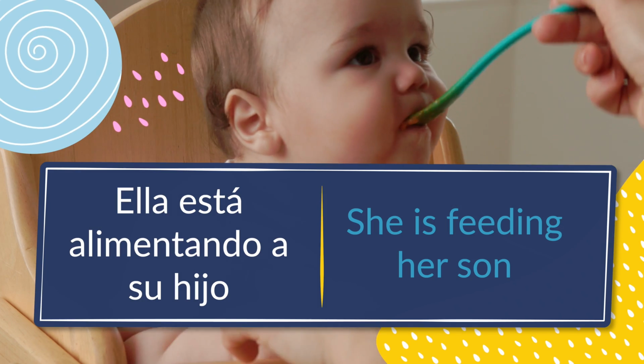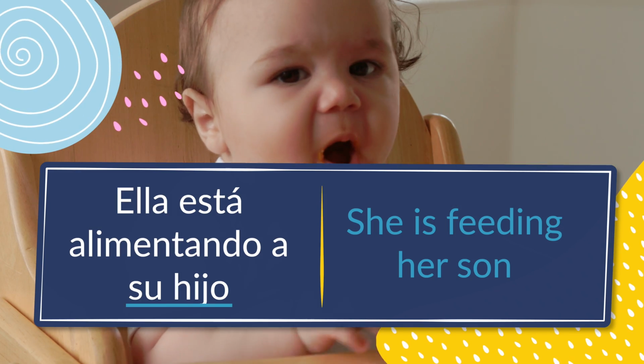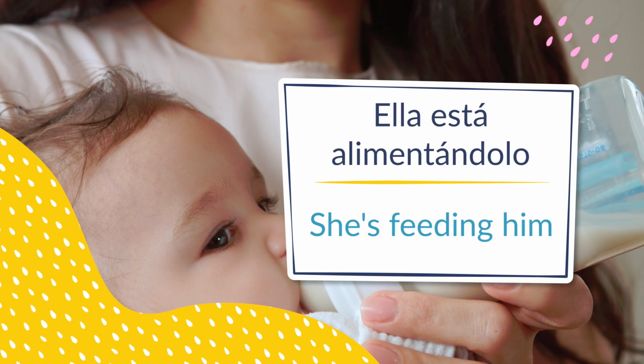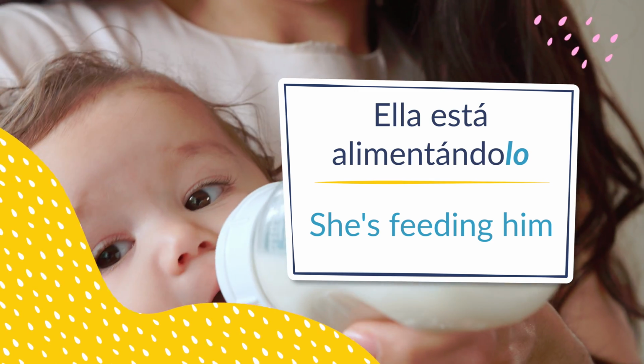Let's take a look at another example. Ella está alimentando a su hijo. She is feeding her son. Using the correct direct object pronoun, this sentence turns into, ella está alimentándolo. She is feeding him.